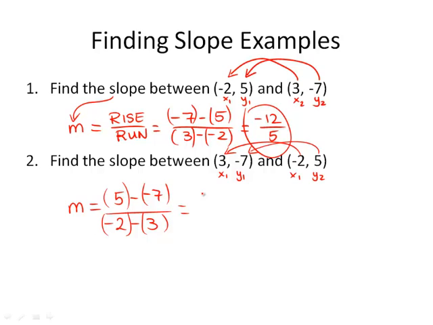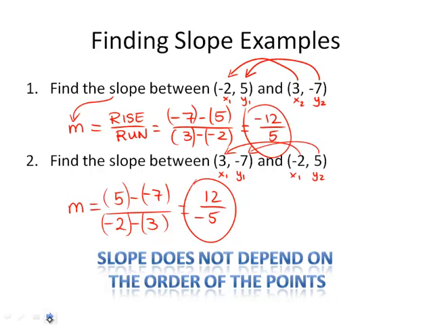So that gives us 5 plus 7, 12, and negative 2 minus 3, negative 5. And that is exactly the same slope. So slope does not depend on the order of the points. And it also means that you could subtract them both this way, or you could subtract them both the other way. And that's fine, as long as you keep your rise on top and your run on the bottom.